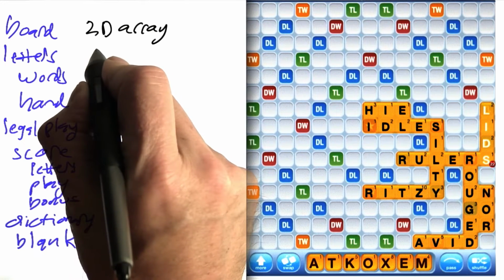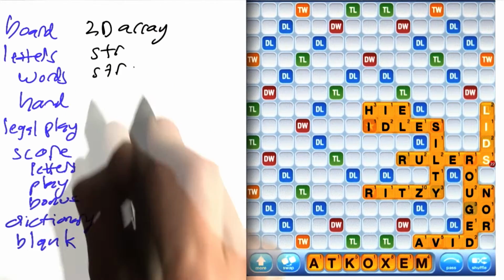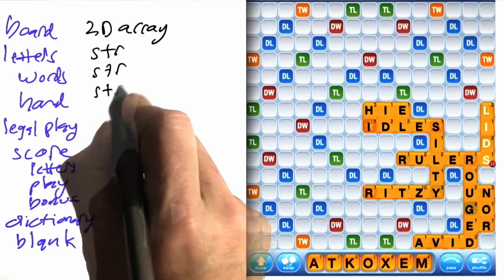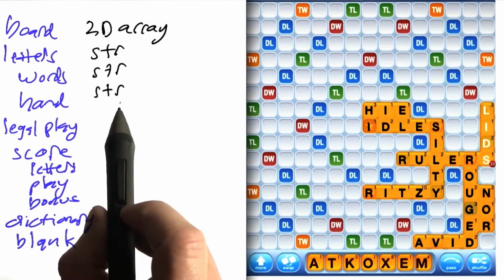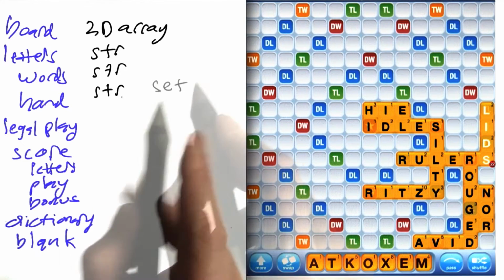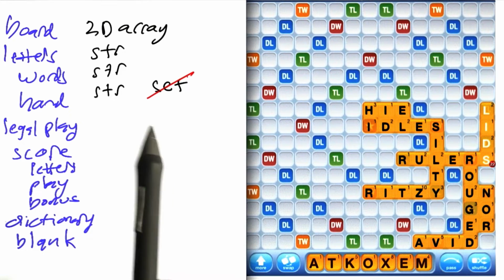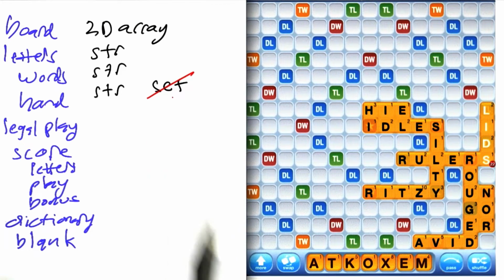A letter can be a one-character string, a word can be a string, a hand can also be a string. It could also be a list of letters. Either one would be fine, so any collection of letters would be okay. Note that a set would not work for the hand. The hand can't be a set of letters because we might have duplicates, and sets don't allow duplicates.